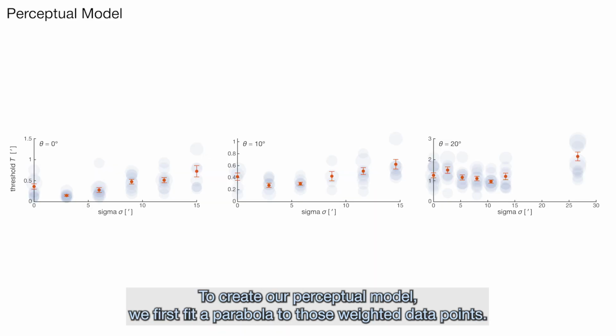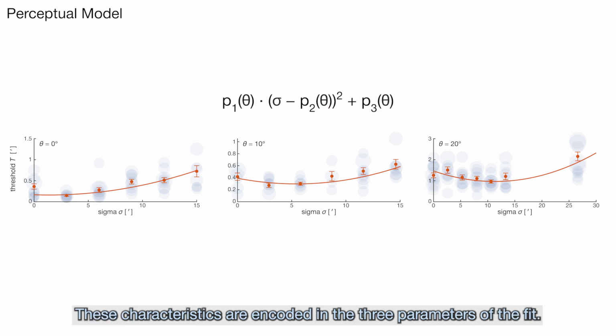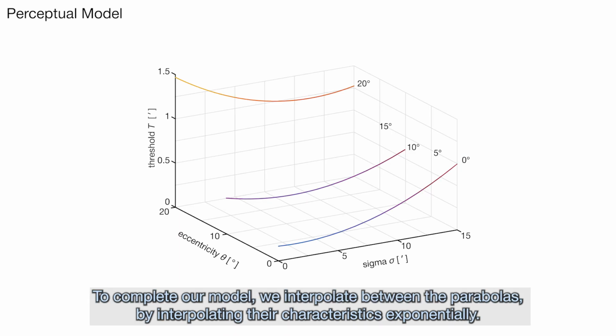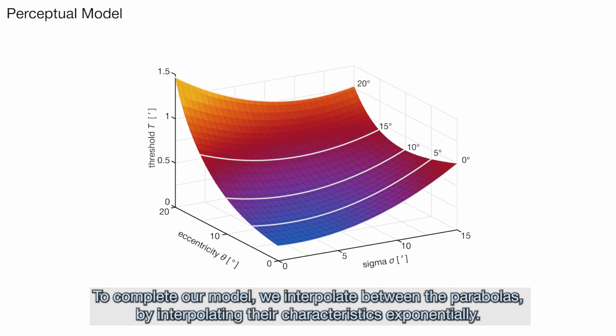To create our perceptual model, we first fit a parabola to those weighted data points. Each parabola expresses different characteristics like steepness, upwards shift, and sideways shift. These characteristics are encoded in the 3 parameters of the fit. To complete our model, we interpolate between the parabolas by interpolating their characteristics exponentially.